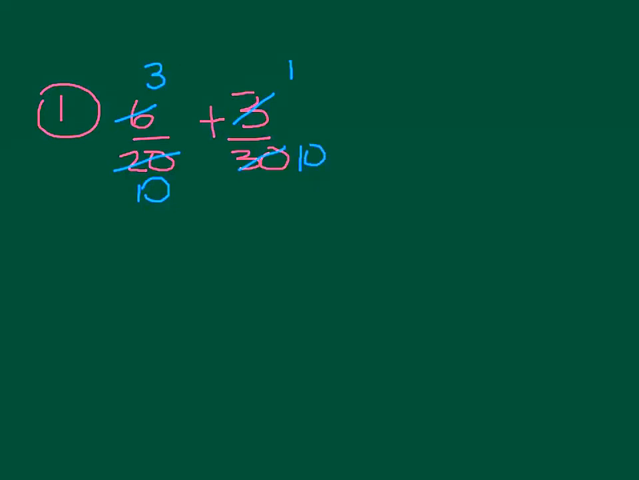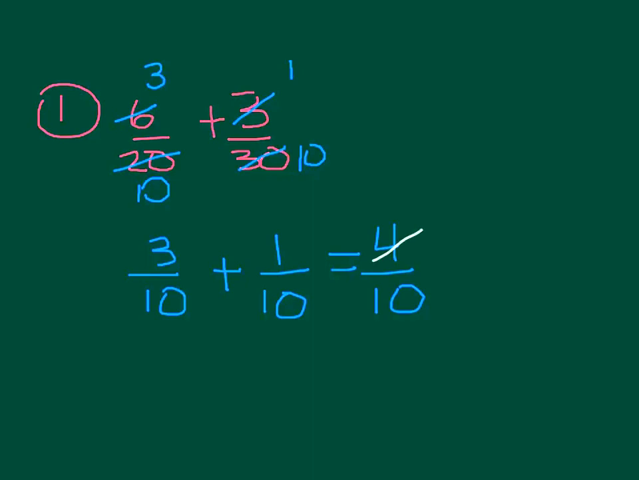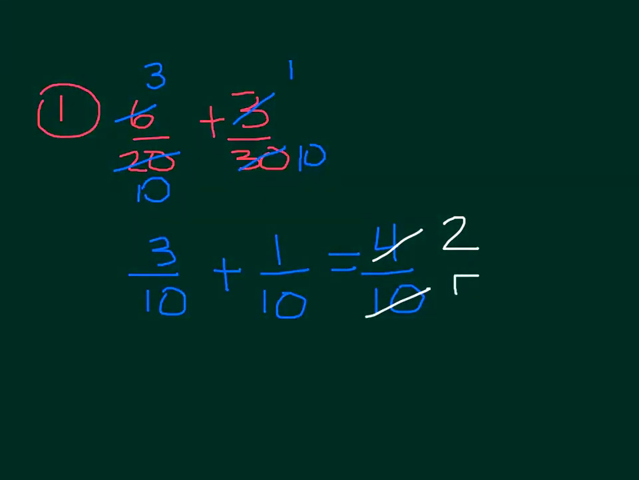Okay, now you see where we're going? This is 3/10 plus 1/10. That will make 4/10. Can I reduce? Of course I can. Both numbers are even numbers. So I will say into 2, 2. Into 2, 5. This is my final answer.